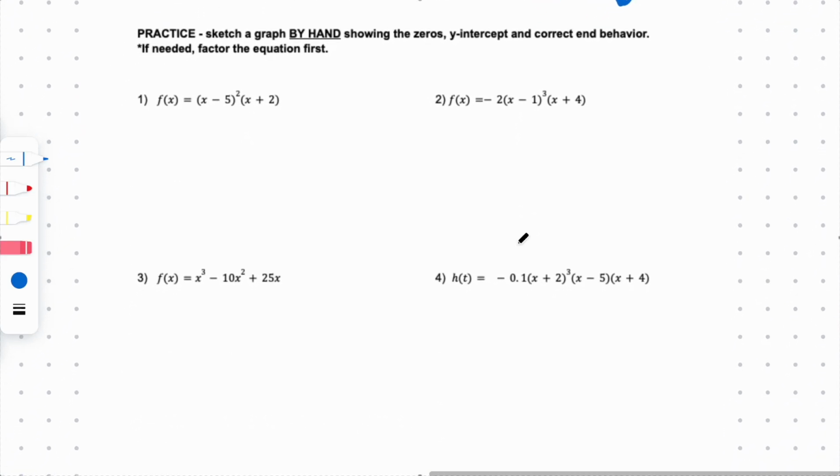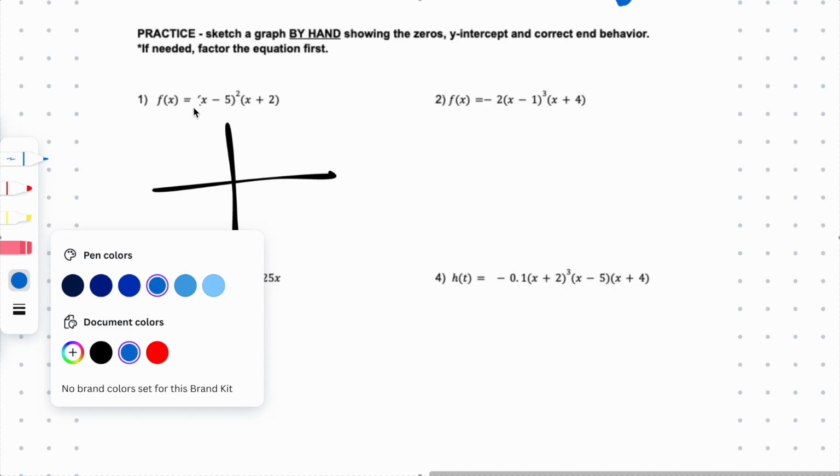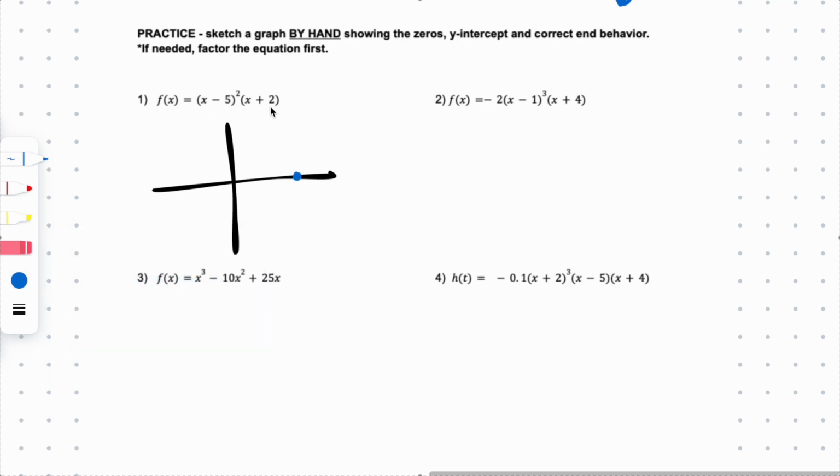Let's practice a couple of these, okay? So first, let's graph this in black, okay? Perfect. Now we have zeros at positive 5 and negative 2.